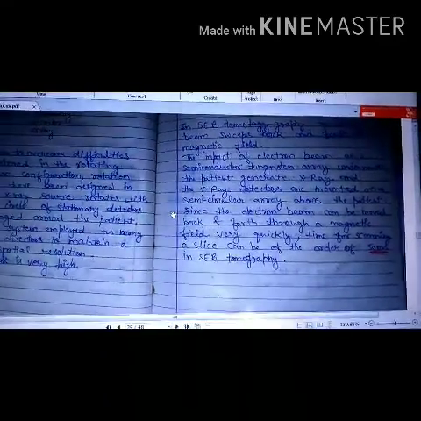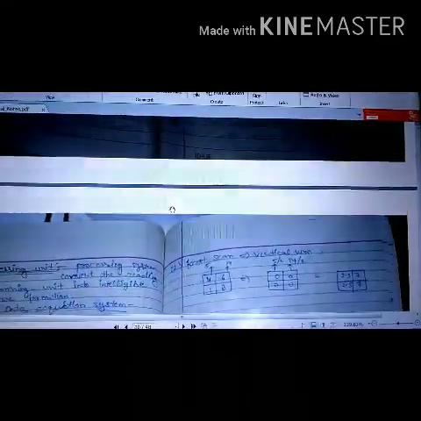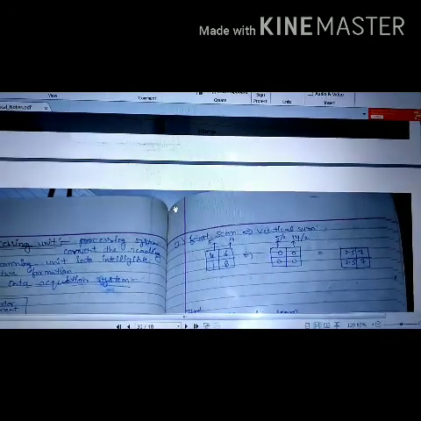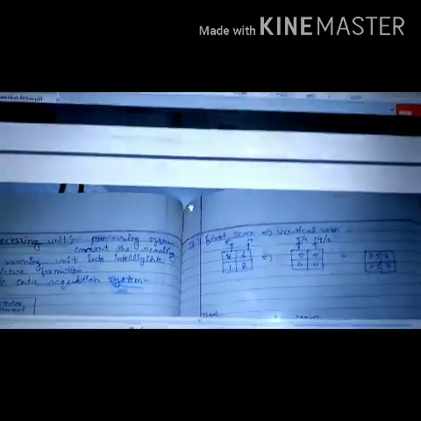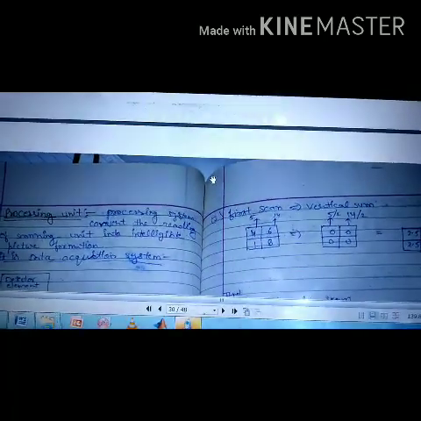Okay, this is it for the present video. In the next video we are going to look at the processing unit, video unit and storage unit for CT scan machines. Thank you.